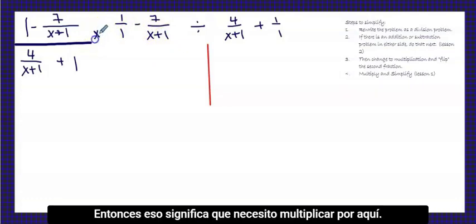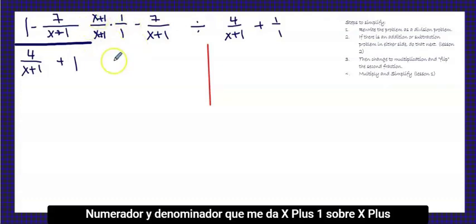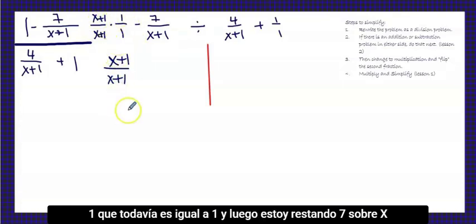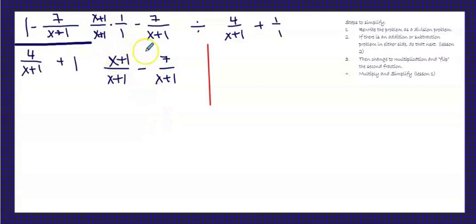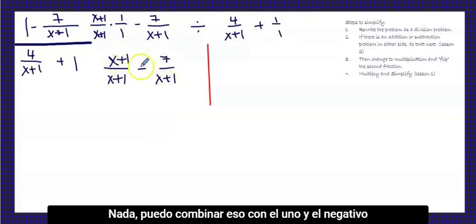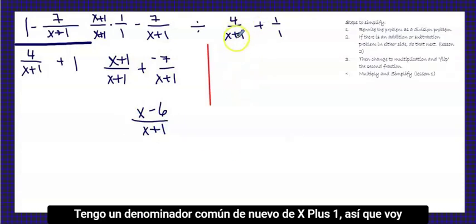So that means I need to multiply over here numerator and denominator. That gives me x plus 1 over x plus 1, which still equals 1. And then I'm subtracting 7 over x plus 1. So x, nothing I can combine that with, but the 1 and the negative 7, I can change that to plus negative 7. The 1 and the negative 7 is minus 6, so this is x minus 6 over x plus 1.